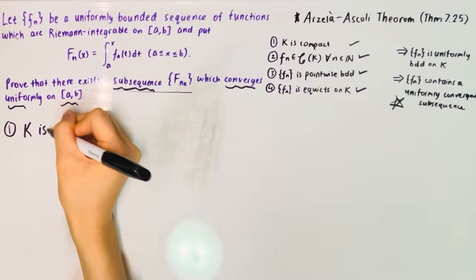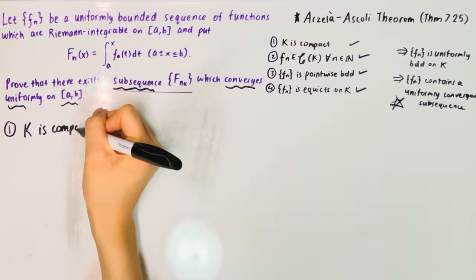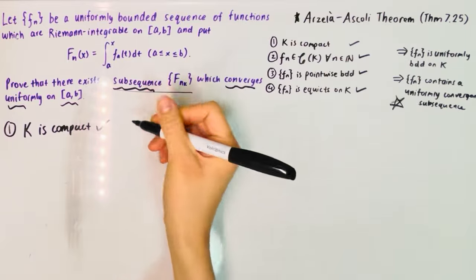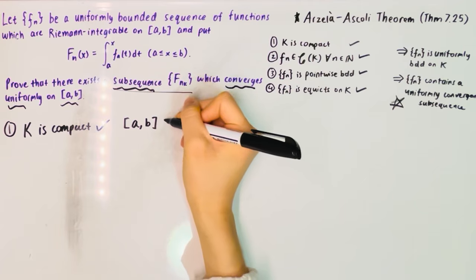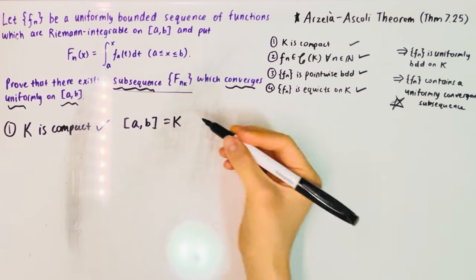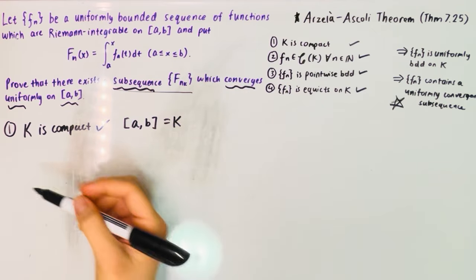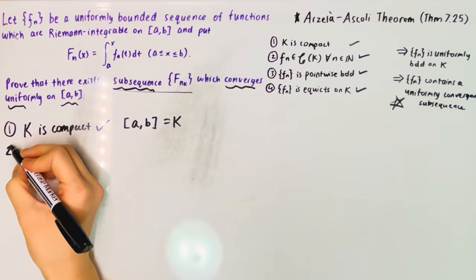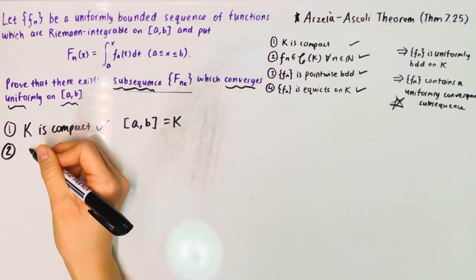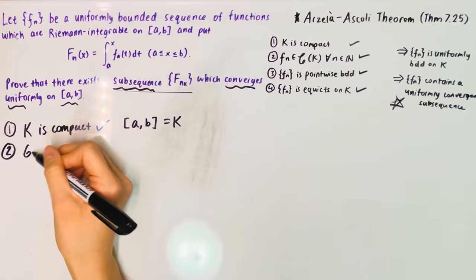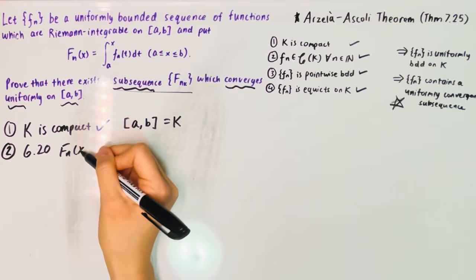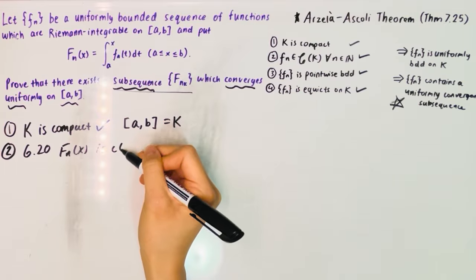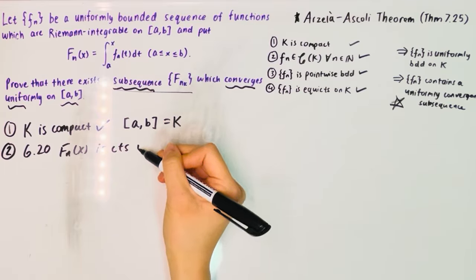So K is compact. This is true just because [a,b] is our K here, and this is closed and bounded, so it's compact, so that's always true. Next, we see from theorem 6.20, F_n(x) is continuous. So that is also true.